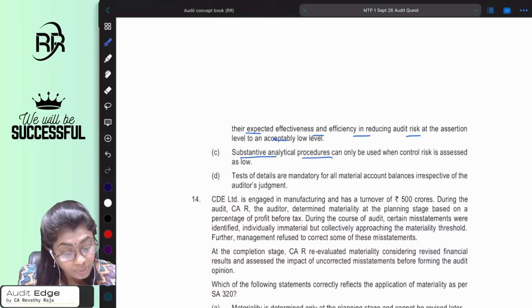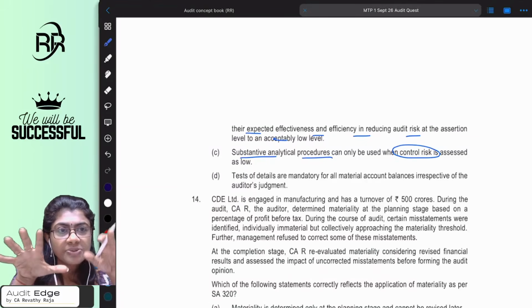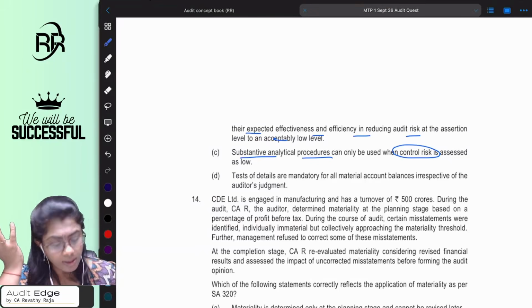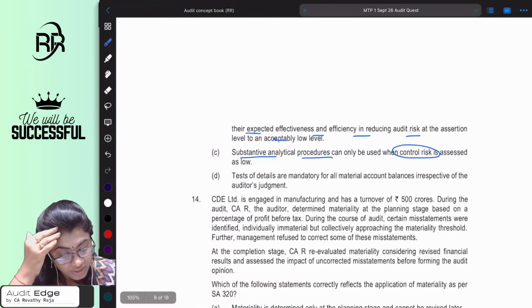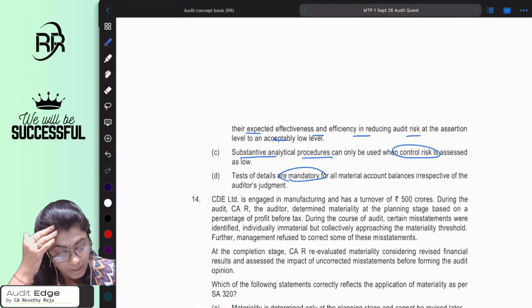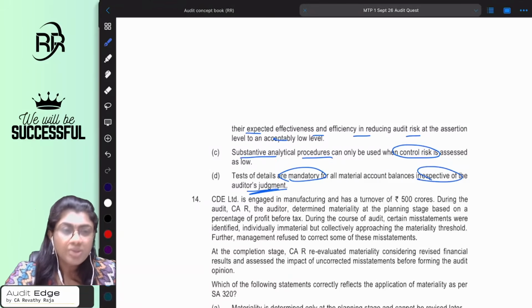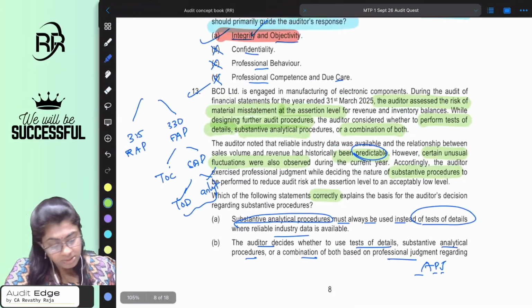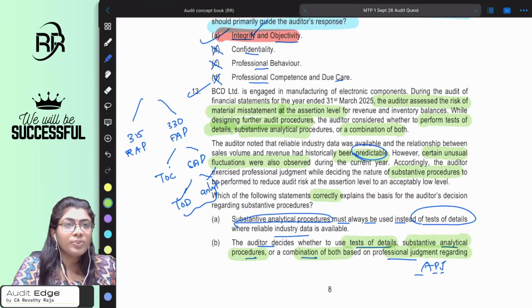Substantive analytical can be used only when control risk is low. See, substantive analytical can be used whenever you have prediction. If you can predict, you can do. Here they are able to predict. Test of details are mandatory for all account balances irrespective of judgment. Here they are saying don't use judgment. So which is the correct option out of the lot? The answer is: auditor will use test of details or substantive analytical or a combination of both based on the judgment.